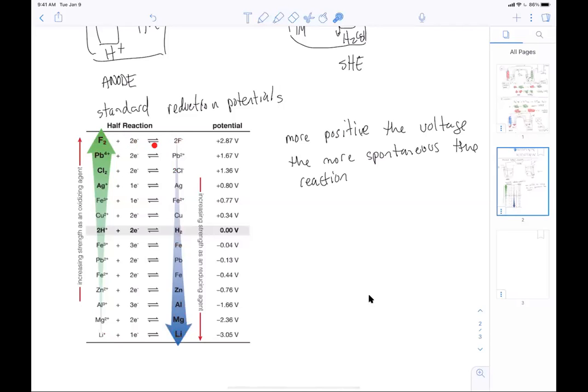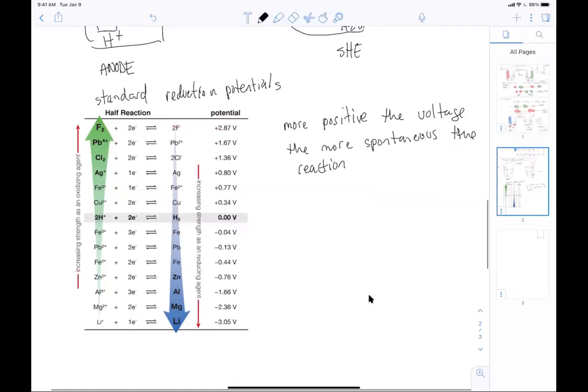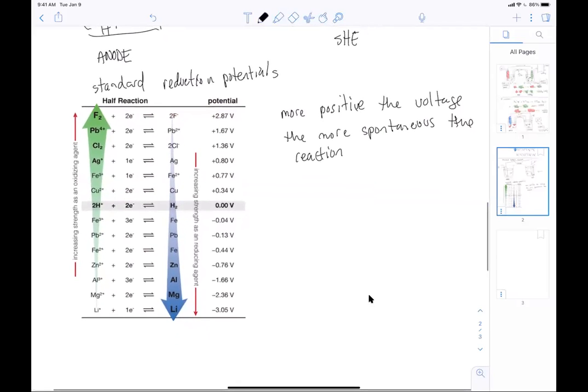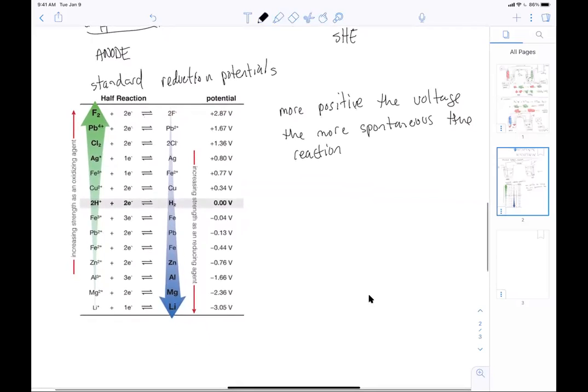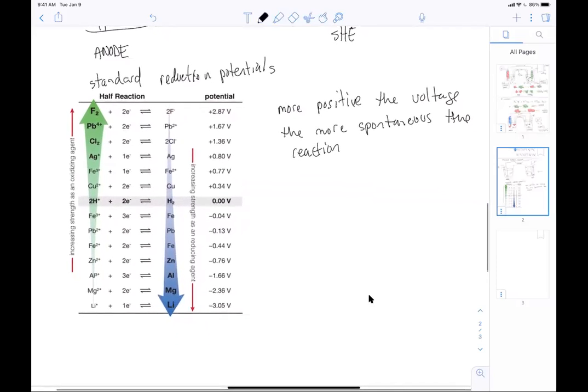The reduction of fluorine is easy because they want to pick up electrons. That's why we see this positive voltage over here. But the nice thing, the reason that people go through and tabulate these values is because it allows you to very quickly say whether or not a reaction is going to be spontaneous or not.